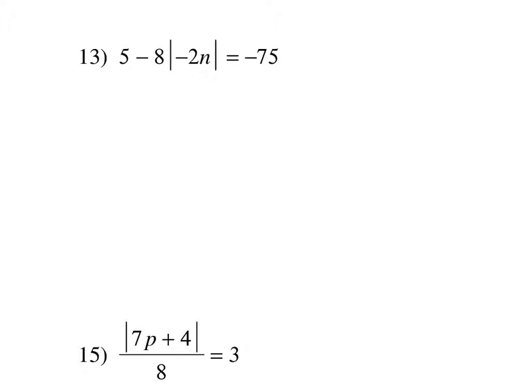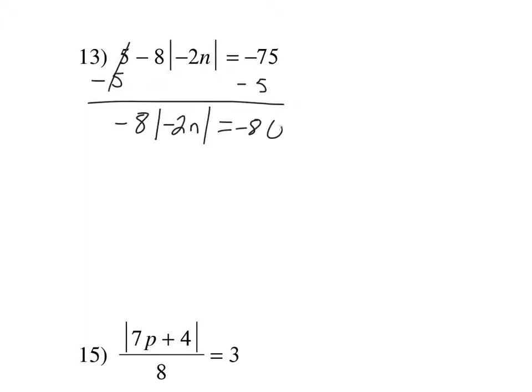So what we'd get rid of first is this 5, and the opposite of positive 5 is a negative 5. That would be your inverse operation there. And that would cancel out. You'd be left with negative 8 times the absolute value of negative 2n equals negative 80. Now, that's multiplication, so to get rid of multiplication, we'd have to divide. Divide both sides by negative 8, and you get the absolute value of negative 2n equals positive 10.